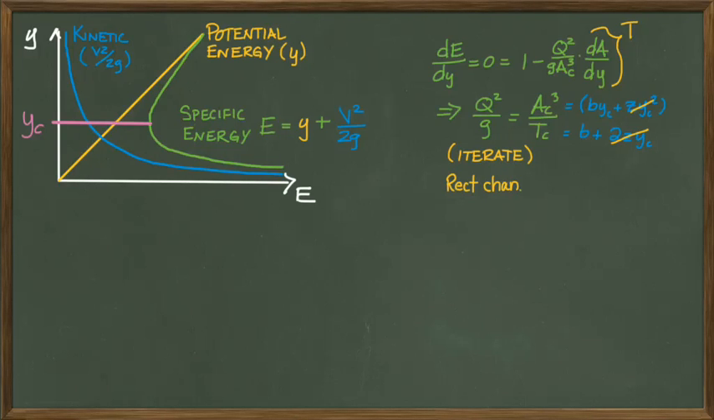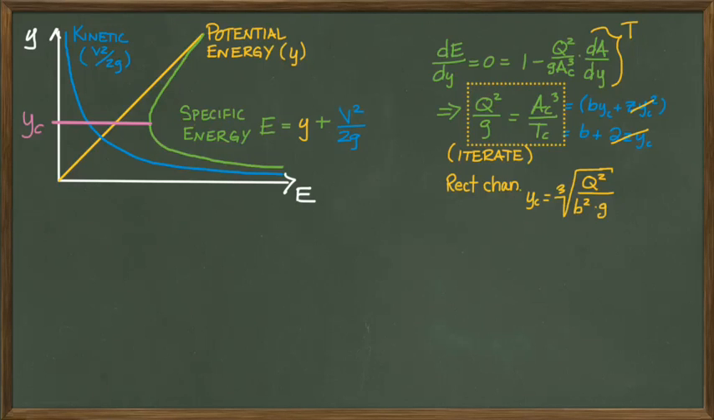However, in the case of the rectangular channel, the base width of the channel is the top width. So we can do a little substitution and a little simplification to obtain the following expression, which will allow us to calculate the critical depth directly, simply knowing the discharge flow rate and the base width. Again, this case applies only for rectangular channels.